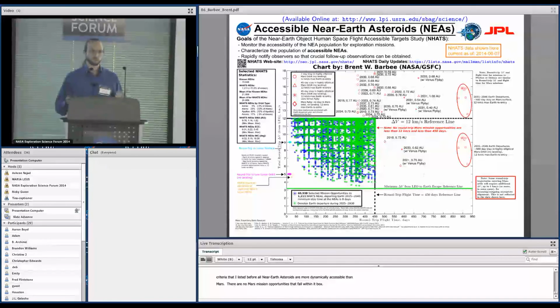So the purpose of the NHATS, as I said before, is to keep an eye on this subpopulation of the overall near-Earth asteroids so that we can be cognizant of which ones they are and prioritize them just like we prioritize potentially hazardous objects in terms of collecting additional observations so that we can better understand their physical characteristics. And that'll help us select mission destinations in the future for any missions that may go to visit a near-Earth asteroid.